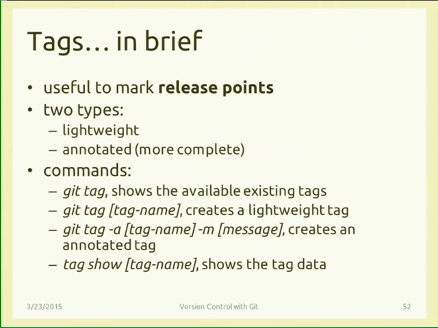Tags are useful to mark release points. I would like to tag this version of the software version 1, for example. In Git, there are two types, complete and lightweight, with no practical differences for use. And they have their commands: git tag shows the tags, git tag with a name creates a lightweight tag, with -a and -m message creates an annotated tag, and git show shows all the data related to a tag.